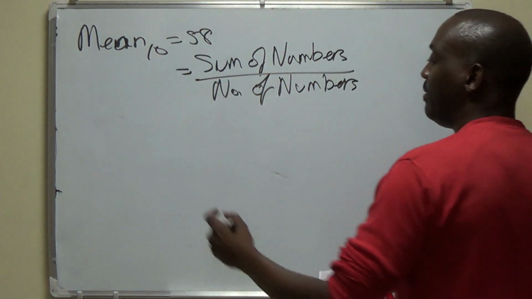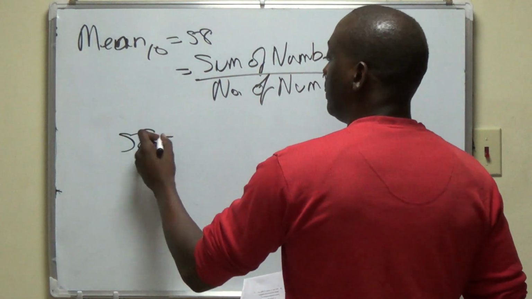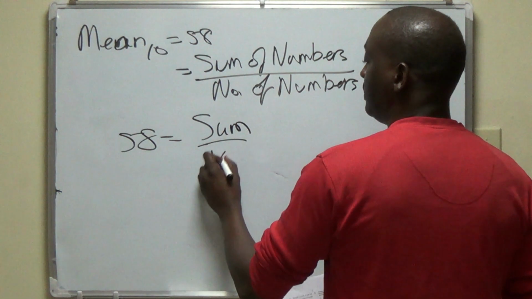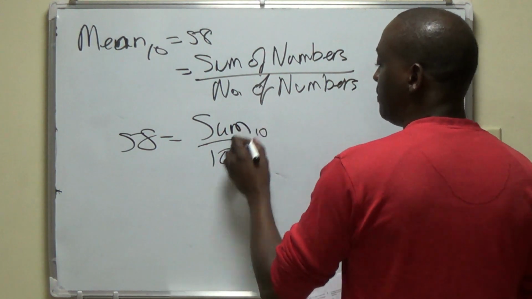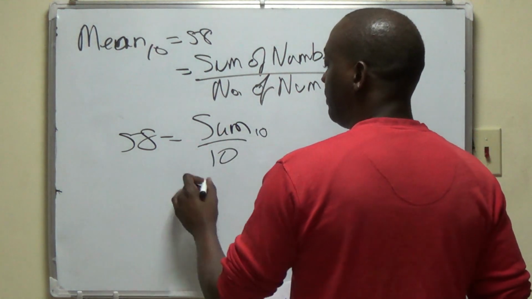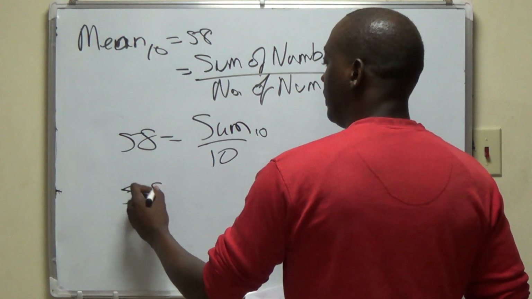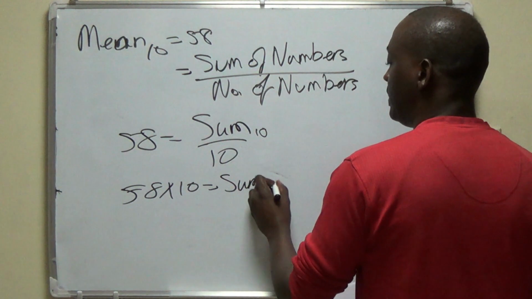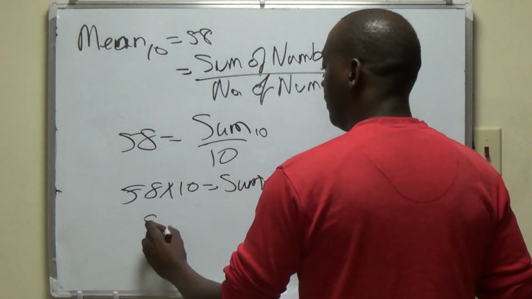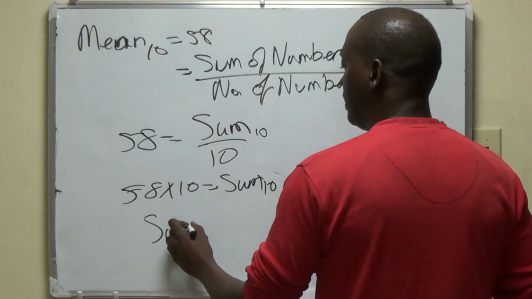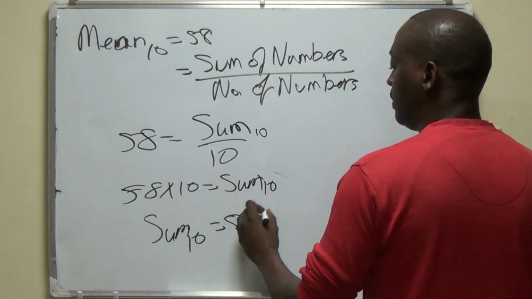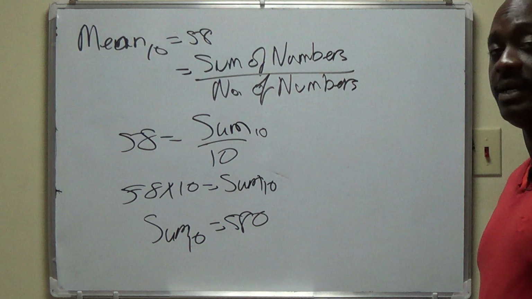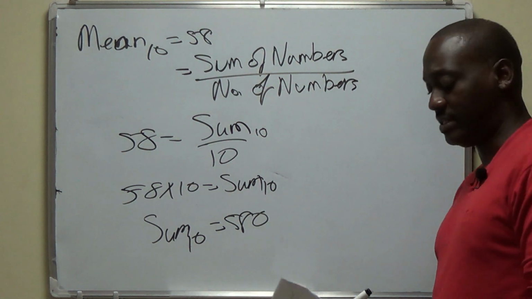So we could say then that 58 is equal to, let us say, the sum over 10. So 58 times 10 will be equal to the sum of the 10 numbers, which will be equal to 580. Now we don't need a calculator to work out 58 times 10. 58 times 10, let's add a 0, that's 580.